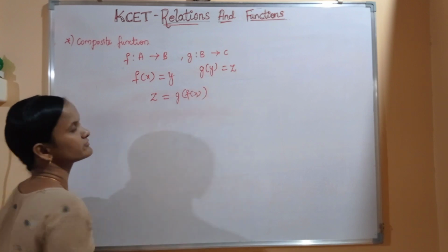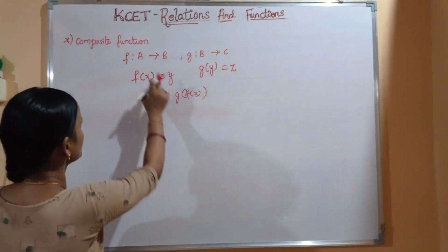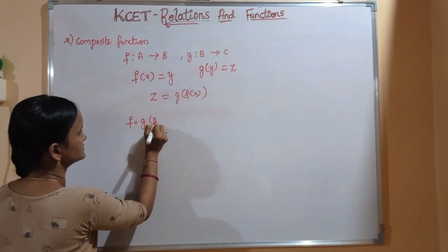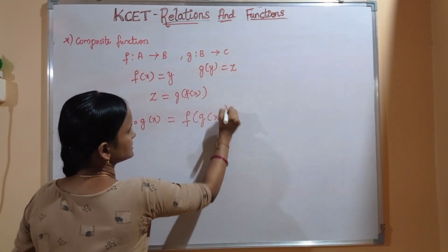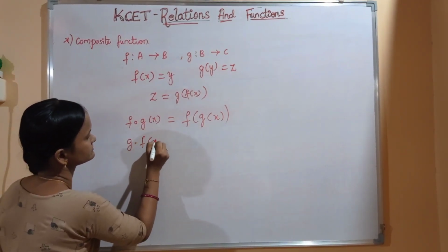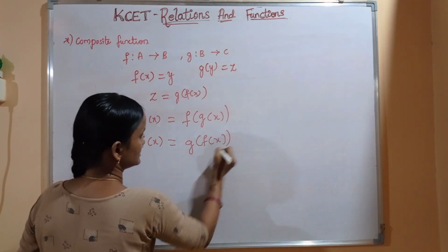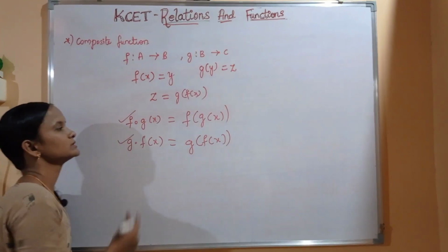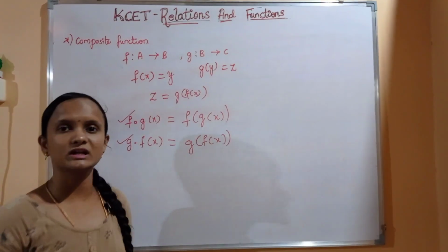Such a function is known as a composite function, and it is also written in the form of f dot g of x. This is nothing but f of g of x. Similarly, we can write g dot f of x, which is equal to g of f of x. These two definitions are important. If you know these definitions, then you can solve CET questions.